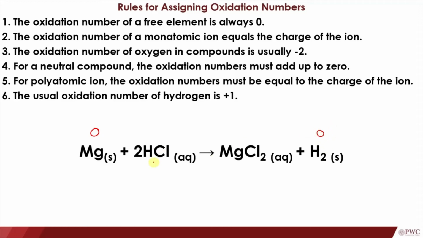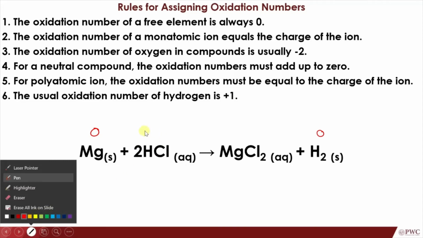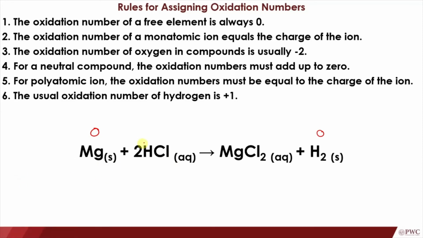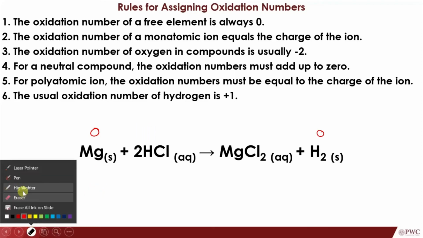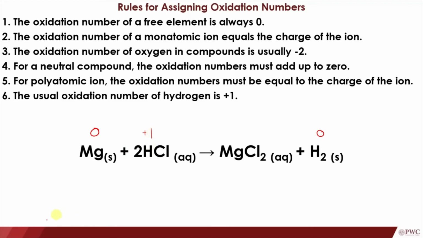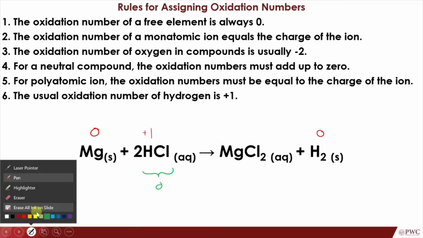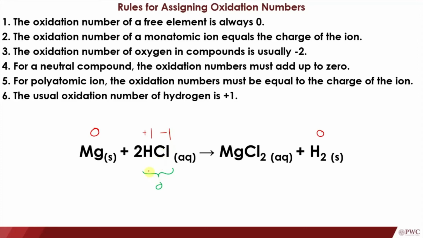Next, we have HCl, which is composed of hydrogen, and we can use number 6. The oxidation number of hydrogen is positive 1. Let me just rewrite that one. Positive 1. Again, the overall charge must be equal to 0 because HCl is a neutral compound. So if the charge of H is positive 1, what should be the charge of Cl to make it 0? Obviously that should be negative 1, right? Because positive 1 plus negative 1 is equal to 0.